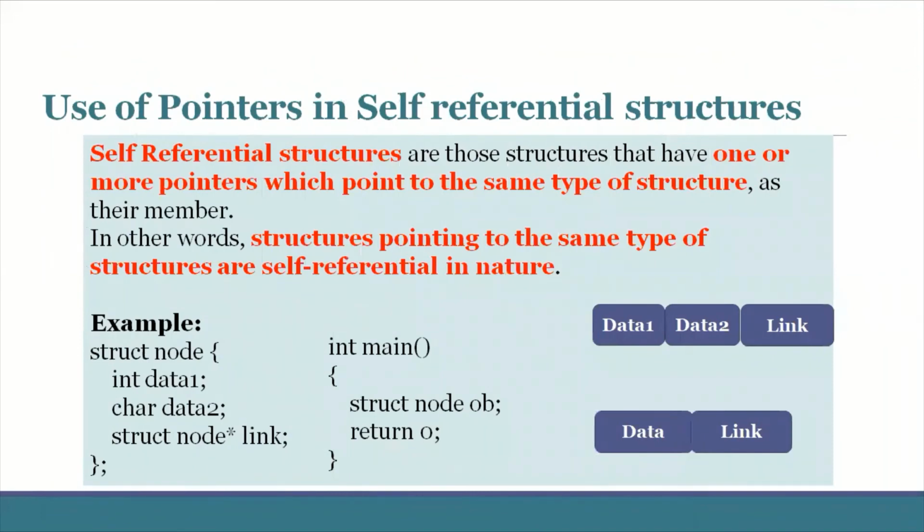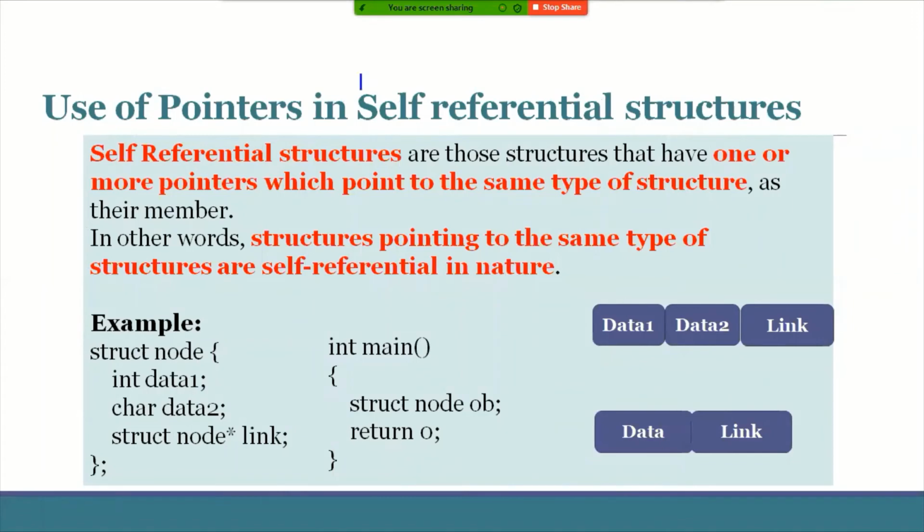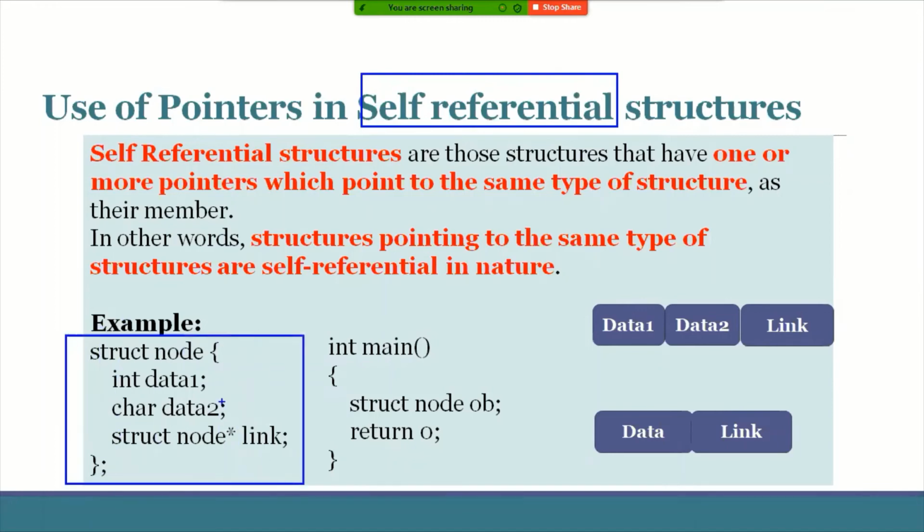Then use of pointers in self-referential structures. What is meant by a self-referential structure? Observe carefully. Self-referential means this is a structure and this member is integer type. This member is a character type. But this member is a link member, it is not a character or integer. It is of the same struct node type.